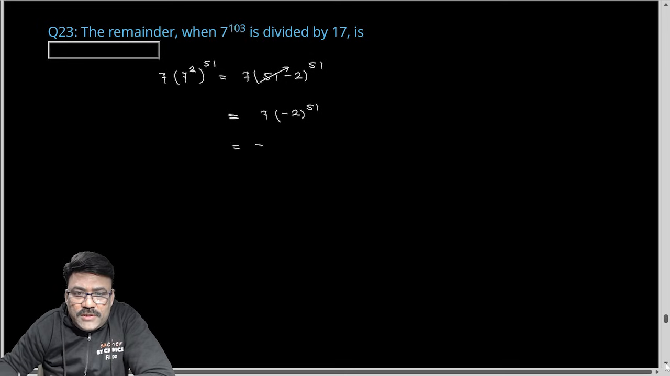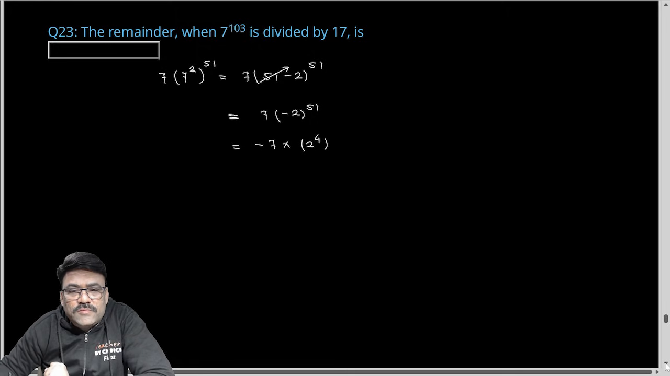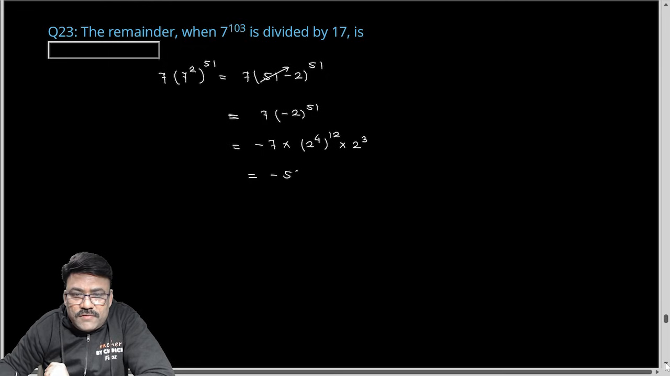Now I can write it as minus 7 times 2 raised to 51. 2 raised to 4 will be 16, so (2 raised to 4) raised to 12 and then 2 cubed. So now it is minus 7 into 8, which is minus 56. 2 raised to 4 is 16, and 16 can be written as (17 minus 1) raised to 12, so it is divisible by 17. I can erase it. So now I'm left with minus 56.